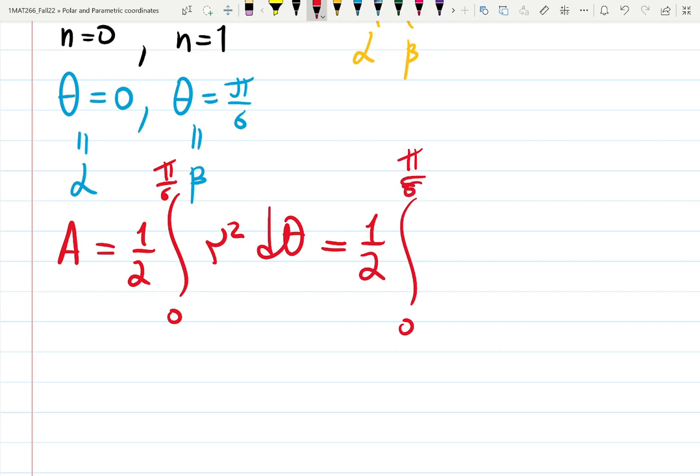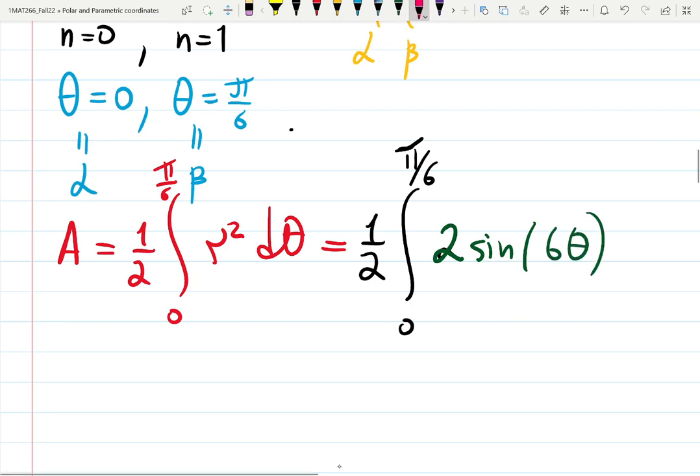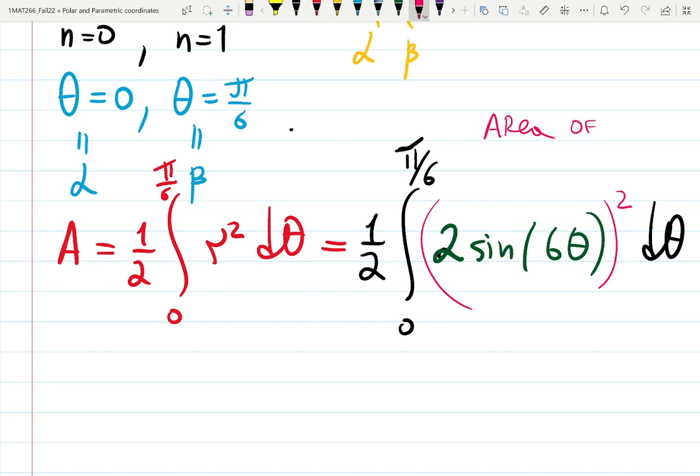R becomes 2. Let me change the color maybe. Why is everything red anyways? Like, why so epic? Integral to pi over 6, and now what's different is 2 sine 6 theta, and all of this is squared because it's part of the formula, don't forget, d theta. That is the formula, let me write it down, area of one leaf. The leaf has two angles, 0 and pi over 6.